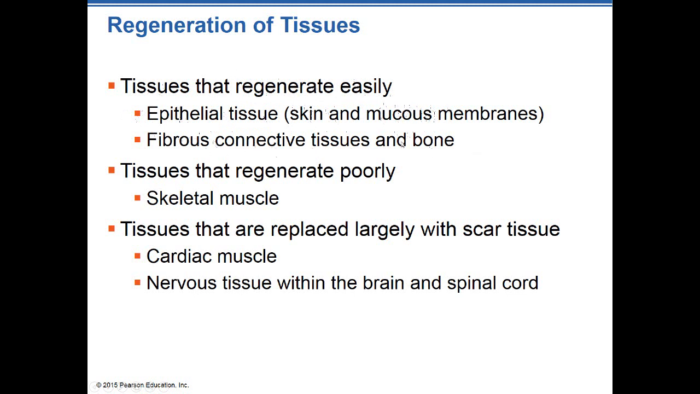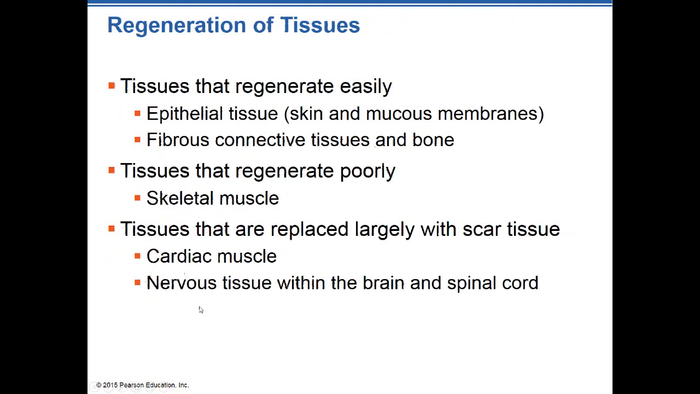connective tissue, and bone regenerates pretty well. But tissue that doesn't regenerate very well is skeletal muscle. If you have real damage to a muscle in, for example, a car accident or an athletic injury, that is hard to regenerate. Other tissue that is very hard to regenerate is cardiac muscle, like I mentioned with the heart attack. That tends to be replaced with scar tissue, and nervous tissue.